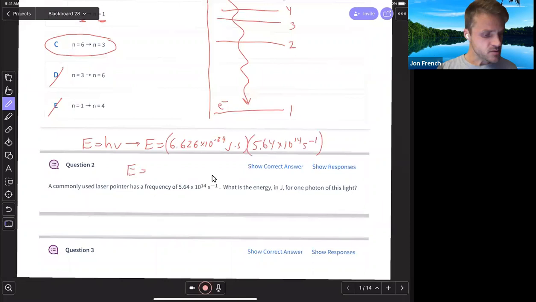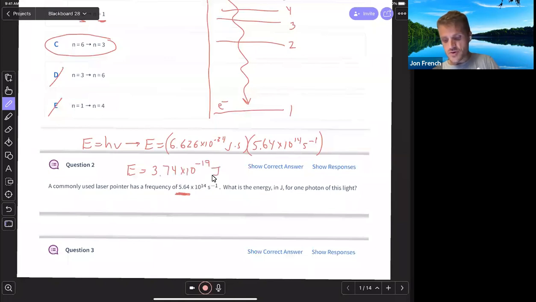It's 6.626 times 10 to the minus 34 times 5.64 times 10 to the 14th. And right, three significant figures, because I've got three significant figures there. So I would say 3.74 times 10 to the minus 19 joules, because seconds cancel out. When we multiply, we're left with joules. Energy should be in joules.